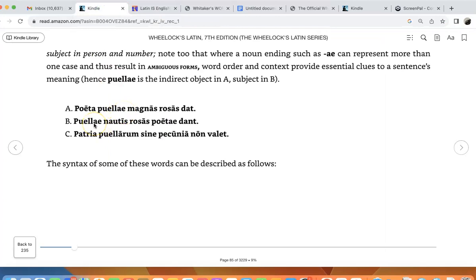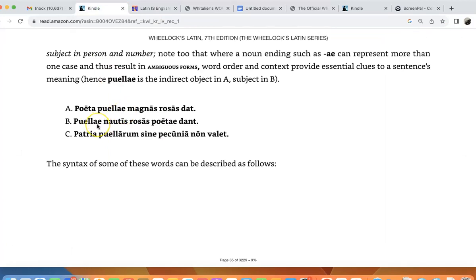Let's look at this example here. Now here the verb is in the plural because it ends in NT. So if it ends in T, it's third person singular. If it ends in NT, it's third person plural. So the girls are giving.